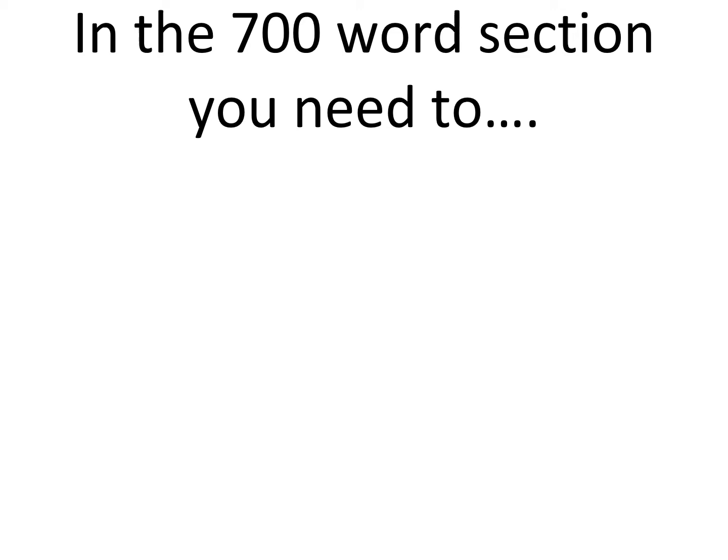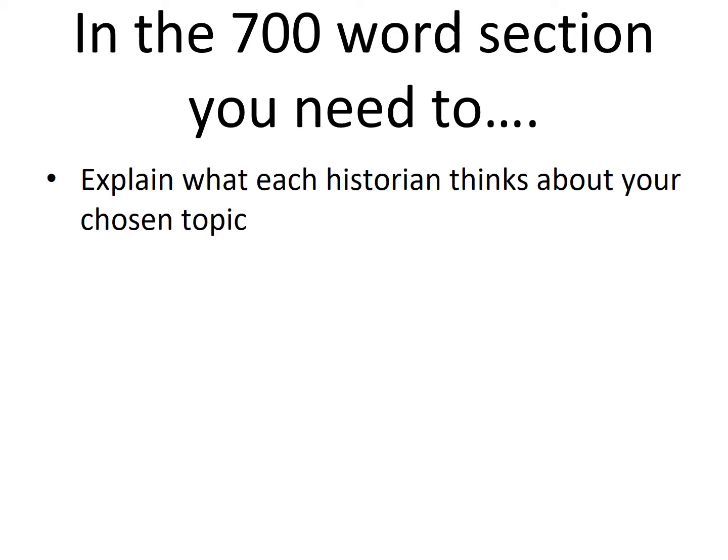Now, in that 700-word section, this is what you need to do. Firstly, you're going to explain what each historian thinks about your chosen topic. So you're going to do that in a little bit of depth. And I'd really imagine that you're going to write probably 100 words for each historian minimum about what they think about your chosen topic. So historian A thinks this about the 1960s feminist movement in the United States. Historian B thinks this about the feminist movement in the 60s in the United States.